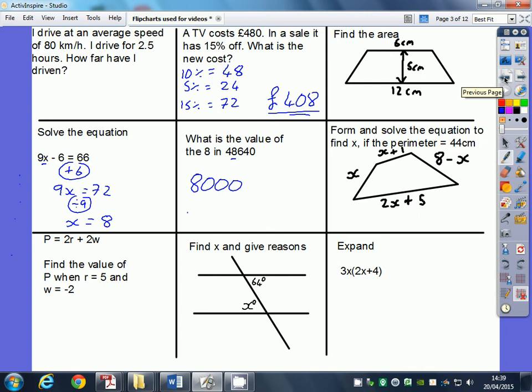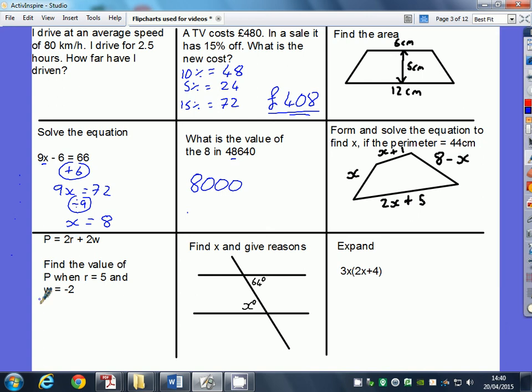P equals 2r plus 2w. Find the value of P when r equals 5 and w equals minus 2. 2r means 2 lots of r. Well, if r is 5, 2r must equal 10. If w is minus 2, 2 lots of w must equal minus 4. 10 plus minus 4 gives me an answer of 6.